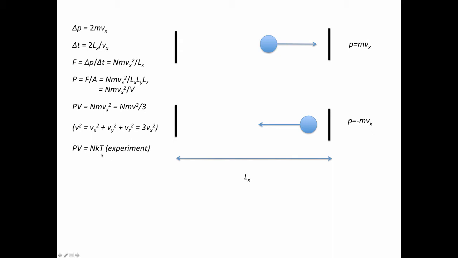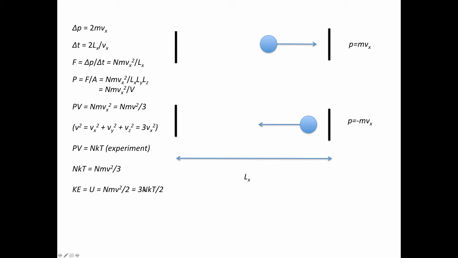Now compare with what we get from experiment. Experiment tells us that PV equals NkT. So comparing these two expressions, we find that NkT must be equal to N mv squared over 3. And the total kinetic energy of the gas is just the number of molecules, N, times the individual kinetic energies of each molecule, which is a half mv squared. So using this, we find that the total kinetic energy is 3 halves NkT.